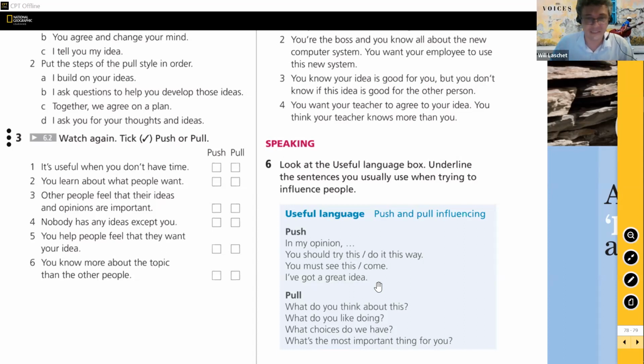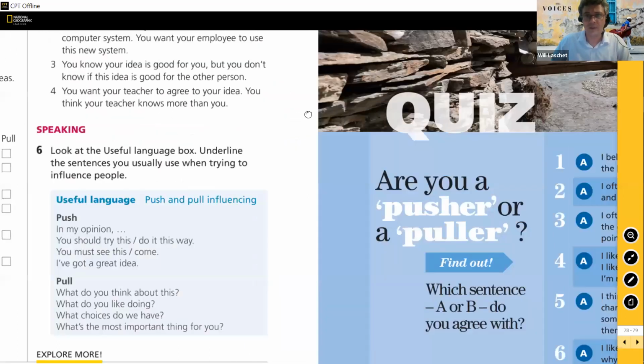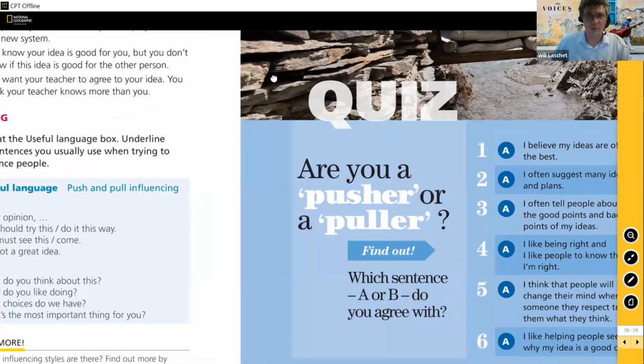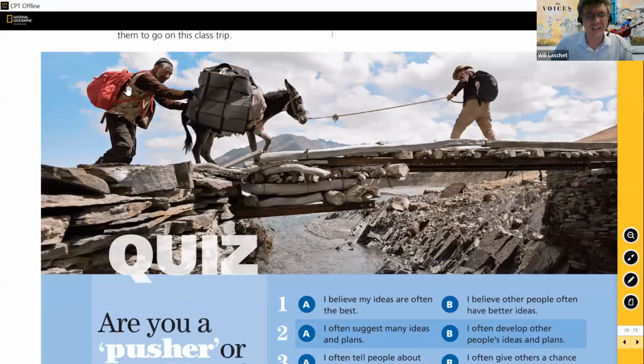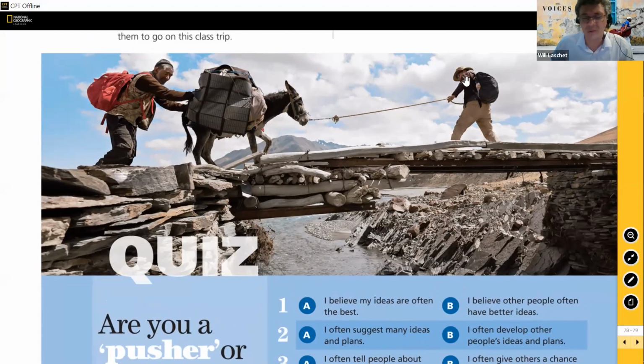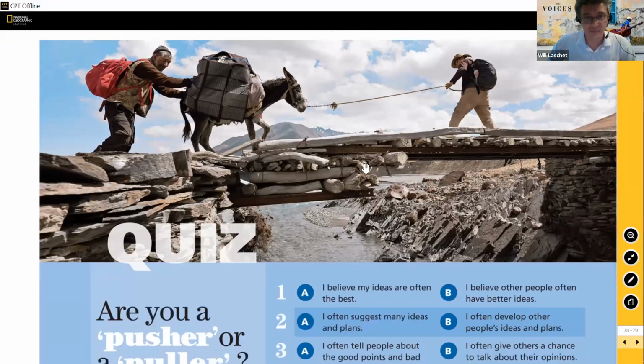Okay, that's very interesting for me. Now let's have a look at the quiz. So the quiz: are you a pusher or a puller? We've got this nice image up here of a donkey crossing a bridge, with one person pushing and one person pulling. Obviously, the donkey doesn't want to go. I think this tells us in relation to influencing that sometimes we need both styles, or often you need both to work in tandem for you to really be successful.